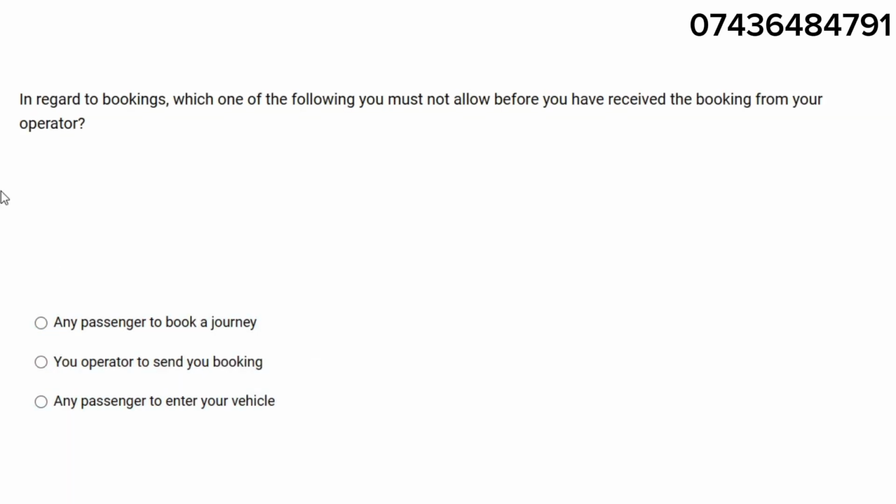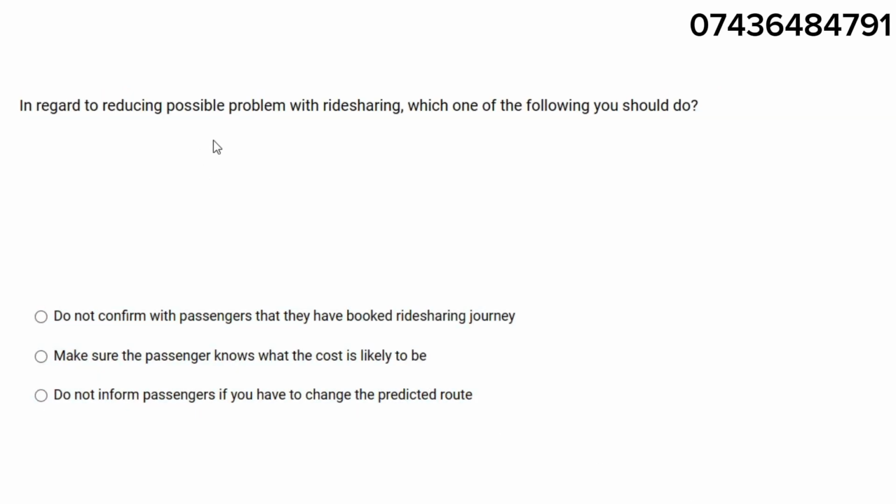The next question is, in regard to booking, which one of the following you must not allow before you have received the booking from your operator? The answer will be any passenger to book a journey. The next question is, in regard to reducing possible problems with ride sharing, which one of the following should you do? They're asking what you should do. So you have to find the correct answer, and the answer will be make sure the passenger knows what the cost is likely to be.